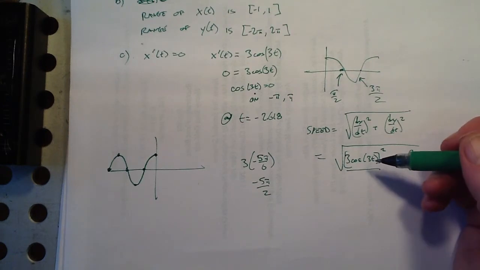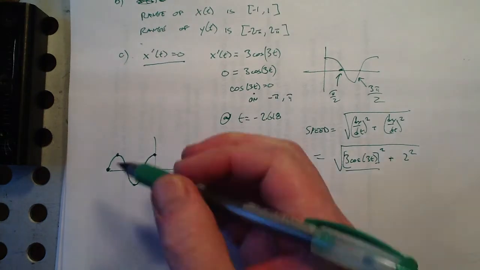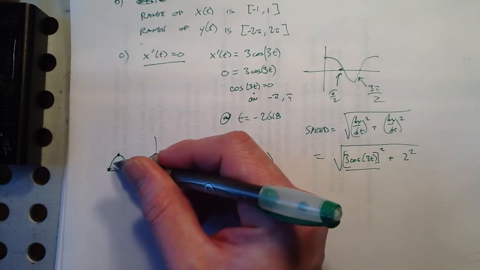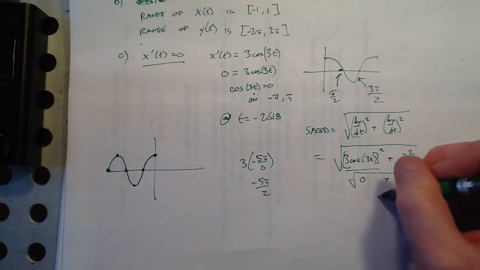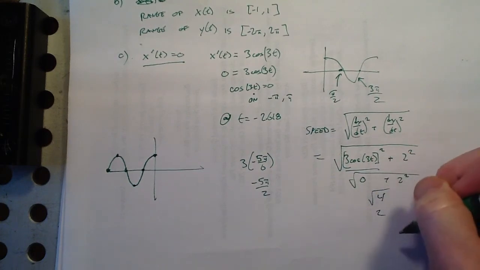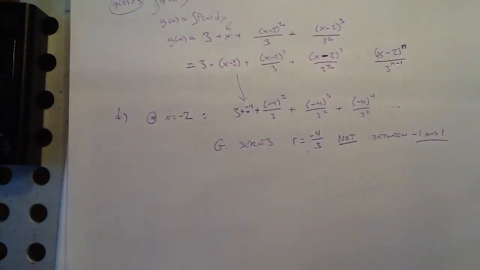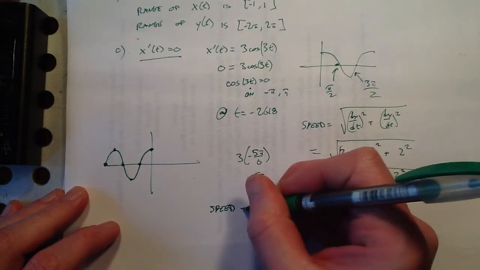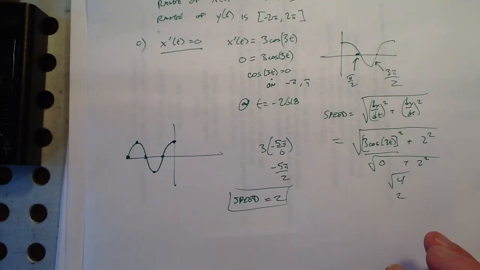didn't we know this was going to be 0? Because didn't we find it when we set the derivative equal to 0? So of course, there's 0, pi over 2, pi, 3 pi over 2, 2 pi, and 5 pi over 2. So of course that's 0. Plus 2 squared, so that's the square root of 4, which is 2. So the speed is 2.